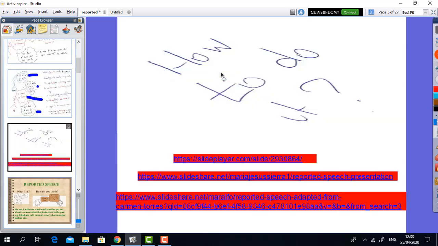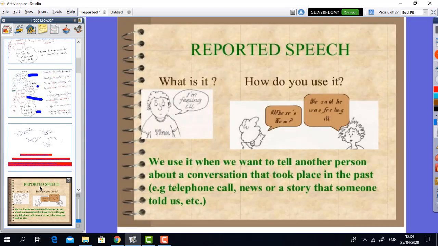So let's remember our initial question during this series about reported speech. It was how to do it, and we resorted to some references in the internet, mainly found in www.slideplayer.com or slideshare.net. So, what is or when to use a reported speech? We use it when we want to tell another person about a conversation or a dialogue that took place in the past. Example, a telephone call, news, or a story that someone told us.